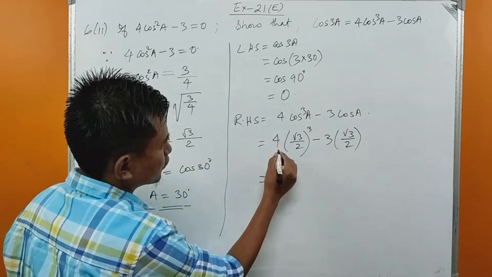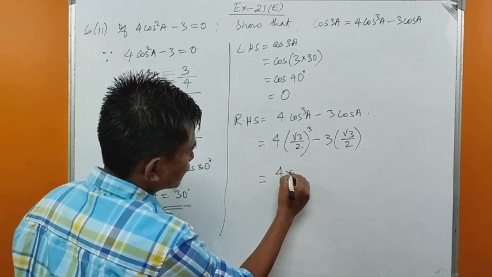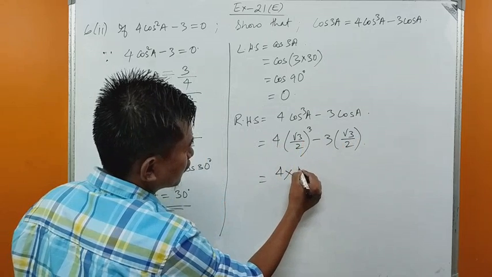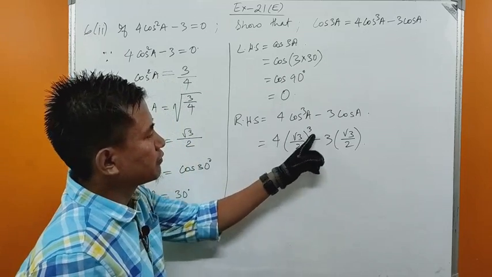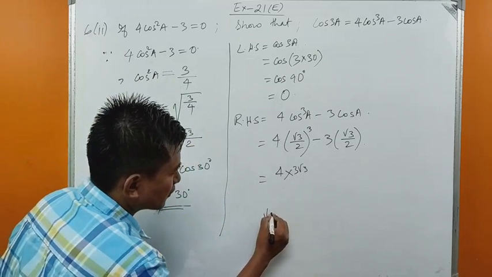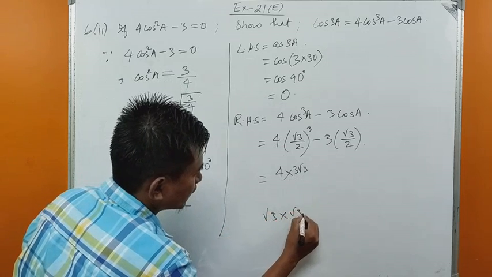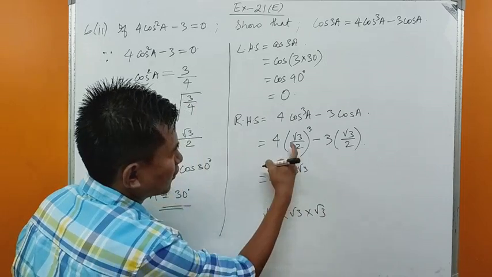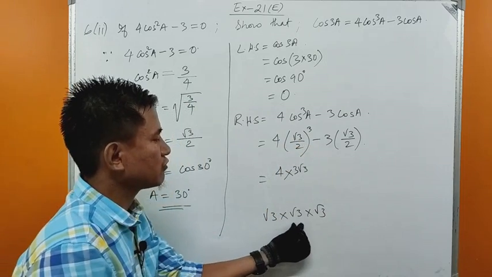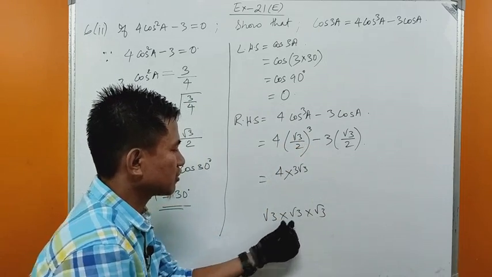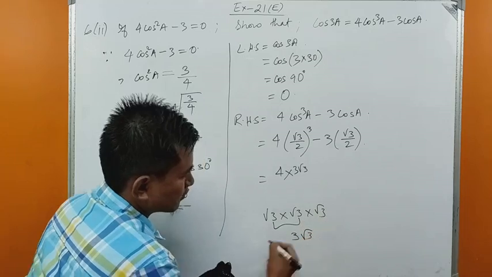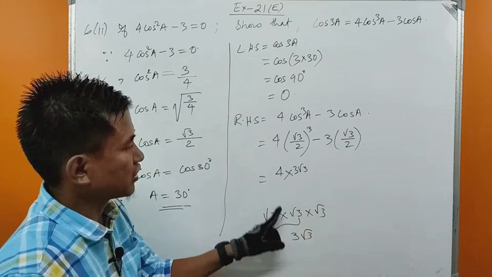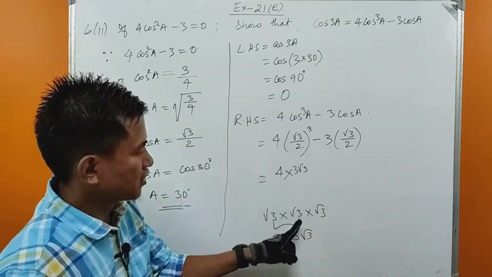Okay. So we have 4 into root 3 cubed, and root 3 cubed means 3 root 3, okay? Root 3 cubed means root 3 into root 3 into root 3. Root 3 into root 3 is 3, and this root 3 remains within the root. So 3 root 3. Root 3 cubed means 3 root 3.